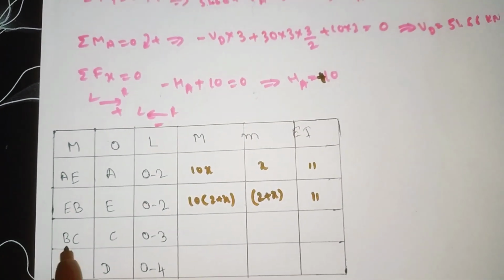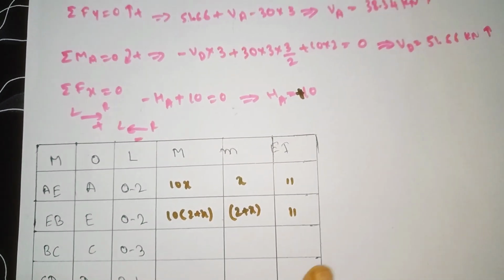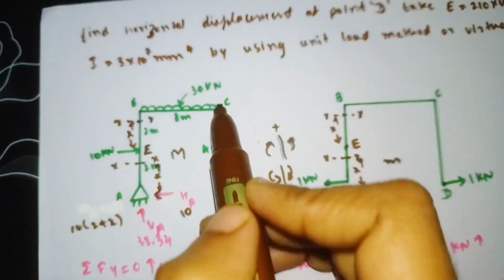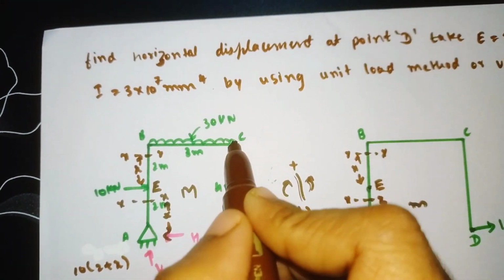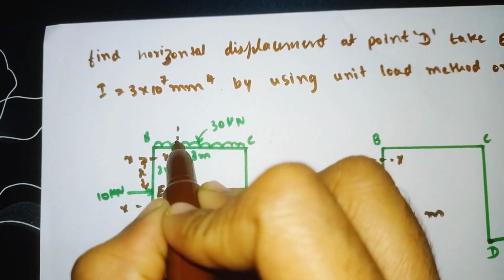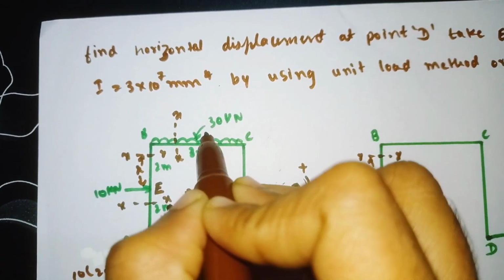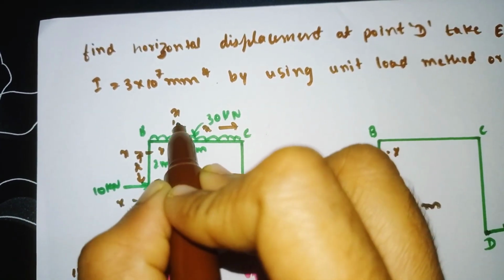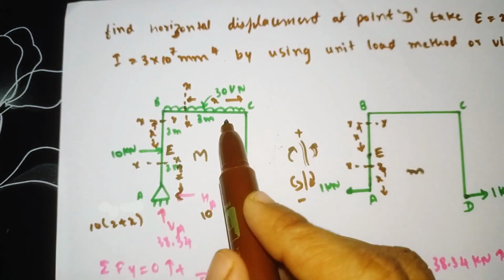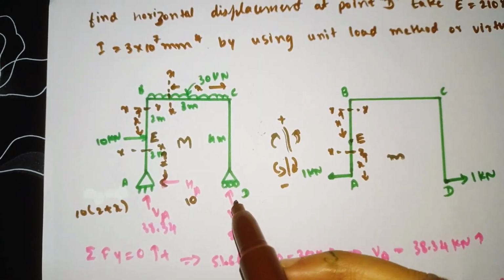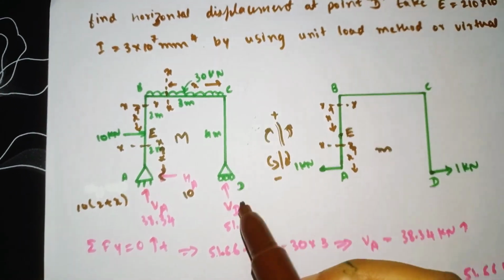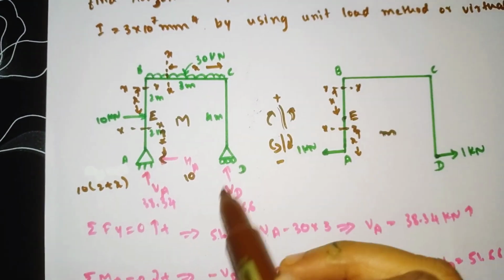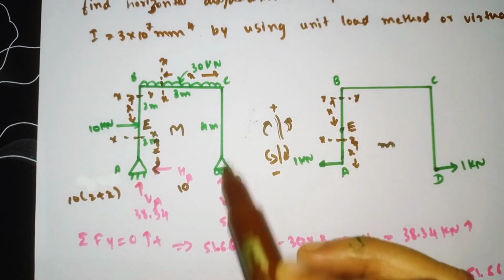And similarly for BC we have taken the origin as C. It means we need to cut the section here x axis at a distance of x from the origin. So why have we taken the origin as C? If we take the origin as C, we need to calculate from here to here. Here we only have one load, so it is easy to calculate.